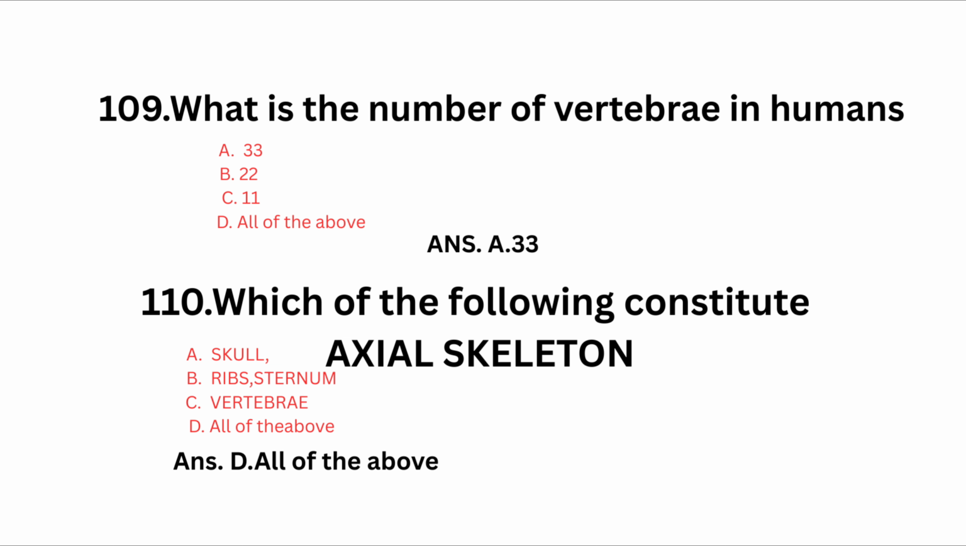110. Which of the following constitute the axial skeleton? A. Skull. B. Rib, sternum. C. Vertebrae. D. All of the above. The axial skeleton is formed by all of the above. It's D: skull, rib, sternum, and also the vertebrae. Sternum is the breastbone.